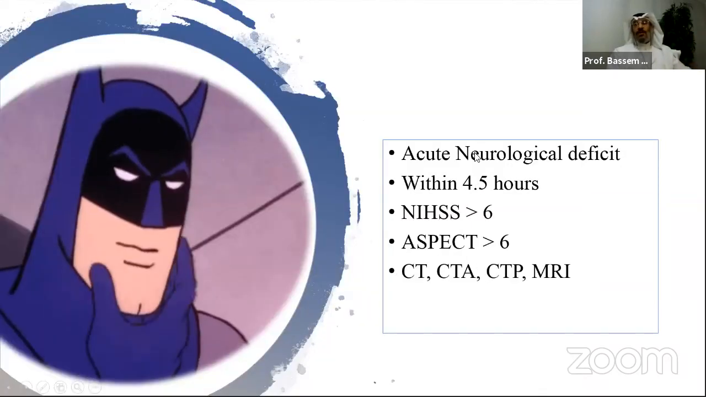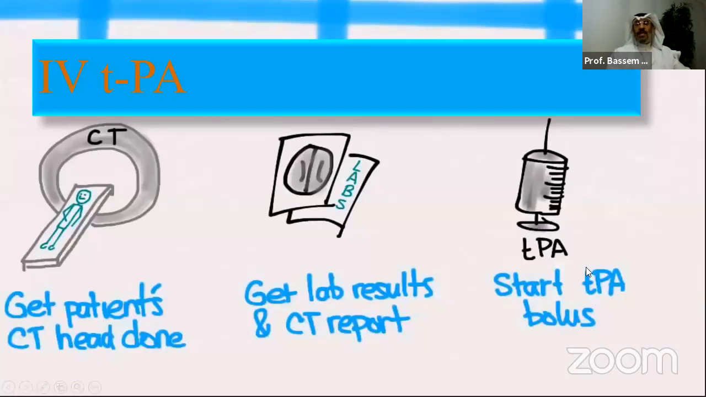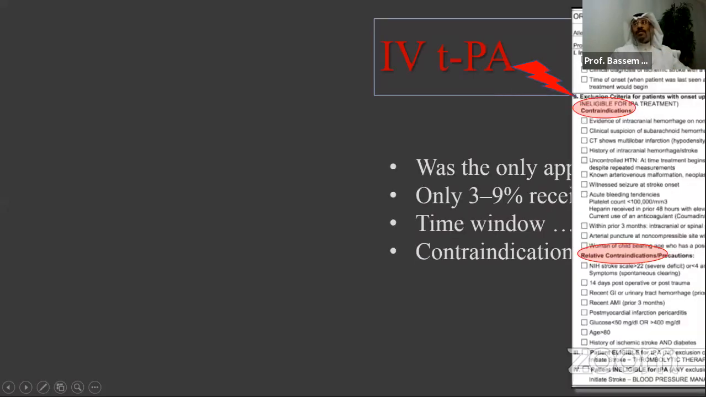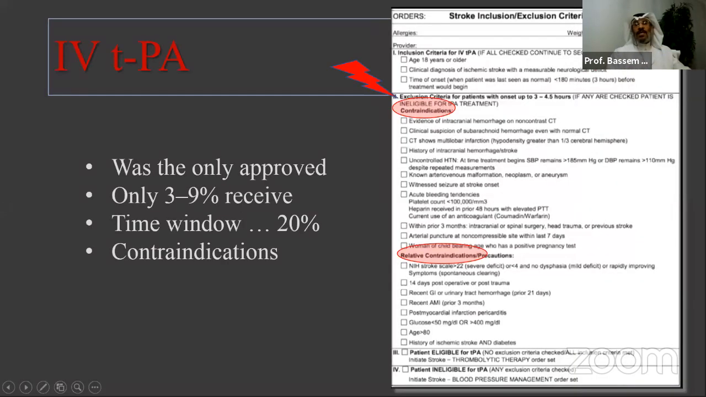Now, once the patient is announced as an acute neurological deficit within the time limit for mechanical thrombectomy, we look for the NIH and the ASPECT score, and we immediately start the bolus of IV TPA, and we continue the infusion until the arterial access has been secured, and we stop the infusion at that time.